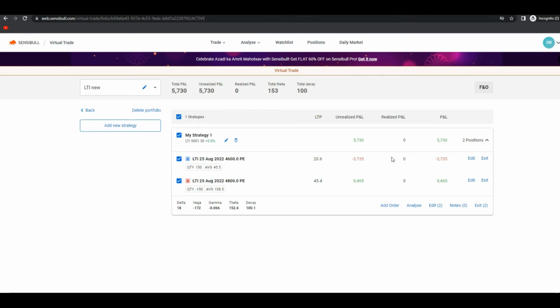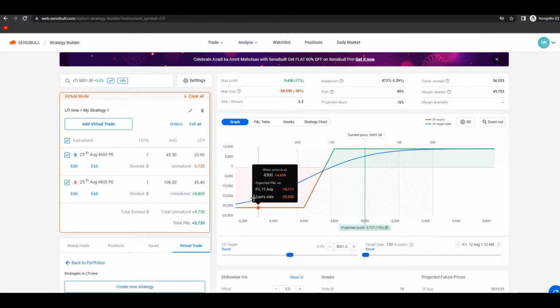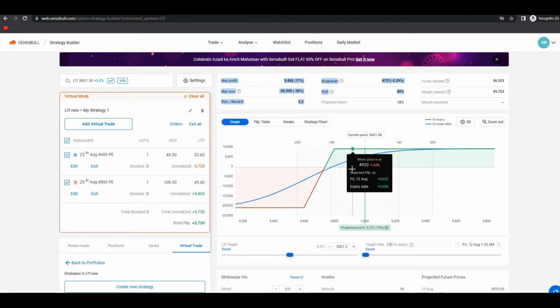So how much will I be gaining in this trade totally? Let's analyze and find out. The maximum potential in this trade is 9,450 rupees and the margin required for this trade is just 50,000. For a margin requirement of 50,000, 9,500 is almost 20% returns, which is really good. The max loss is 20,000 and the probability of profit is 80%, because LTI is bullish. The risk to reward ratio is 2:1, so the risk is 20,000 and the reward is 10,000.